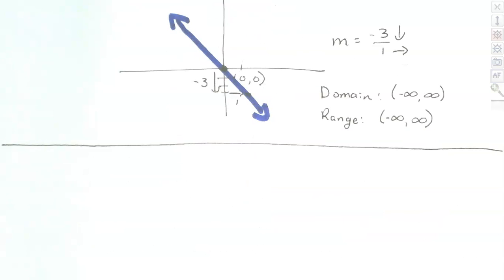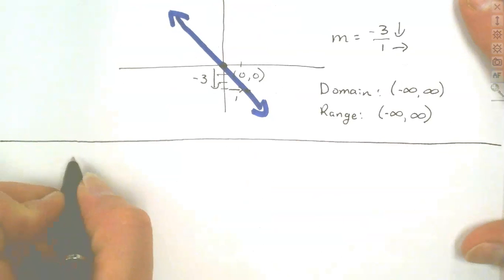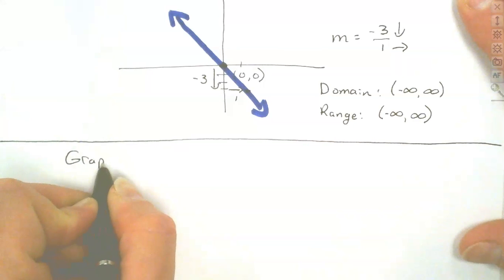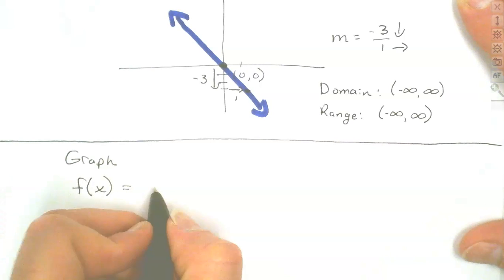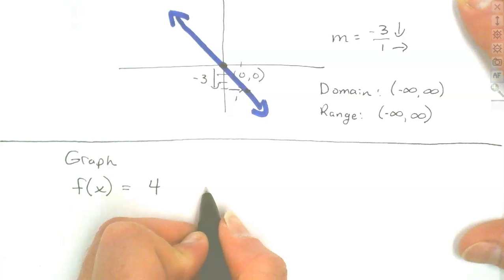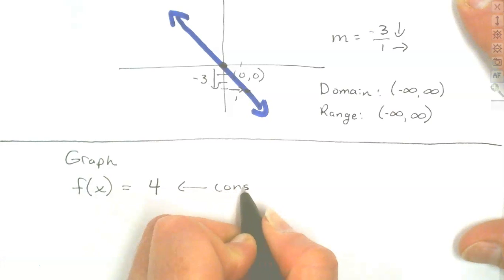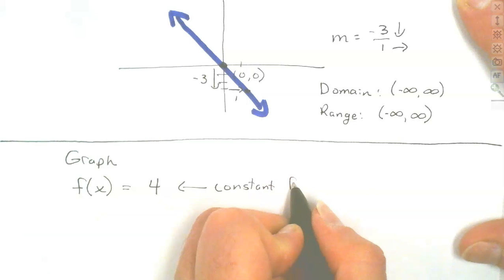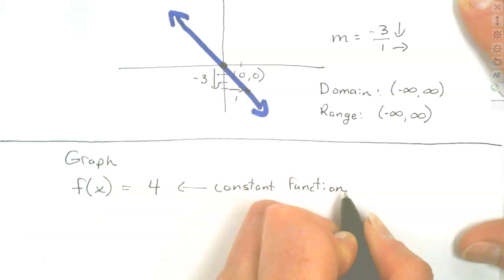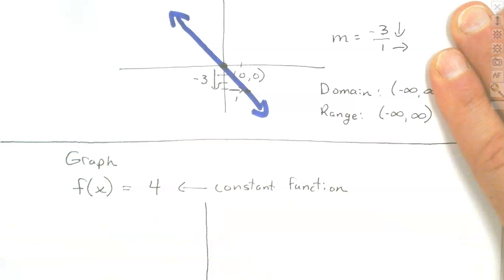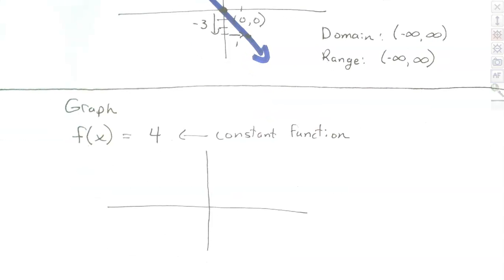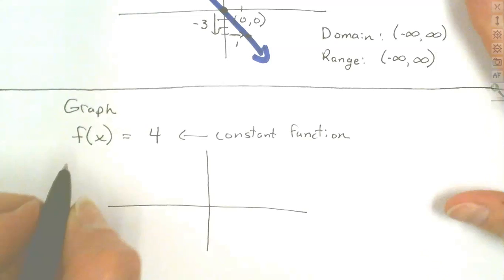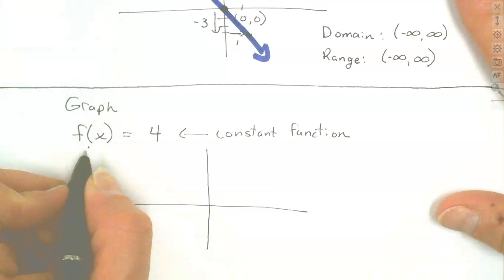I want to look at one more. And this one is a constant function. So how about we graph f of x equals 4? And this is called a constant function. And it's a constant function because it doesn't ever go up or down. So it's a constant value. And f of x, remember, is the same thing as y. So this is the same as having y equals 4.